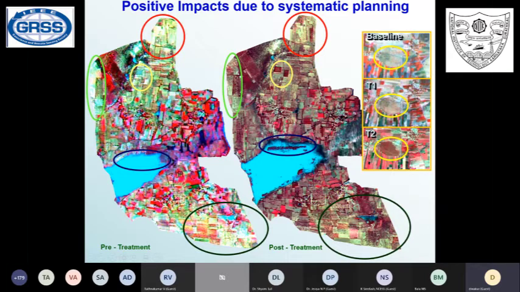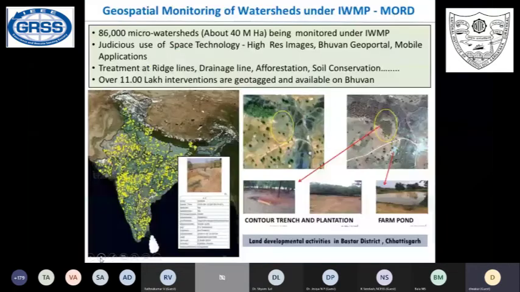The gullied and very degraded lands have been converted into plantations that can be seen. This particular patch can be seen how well it has been regenerated, and this is a typical example of a time series which shows a degraded land has become a rich forest area. So it is possible for you to do land transformation using techniques from space. In fact, because of the success story, the government has adopted it at the country level.